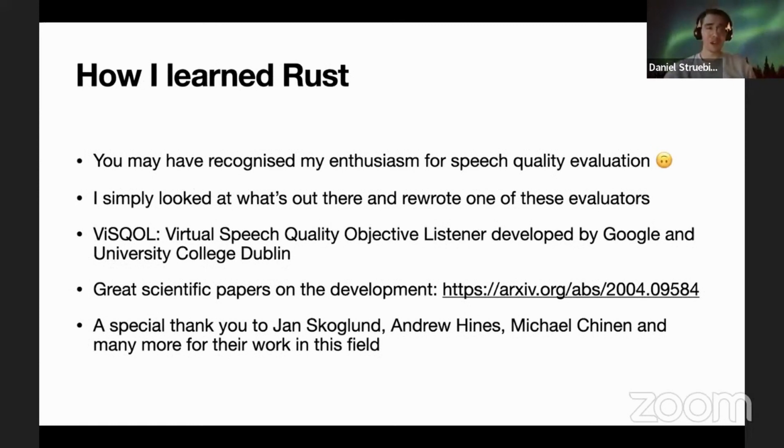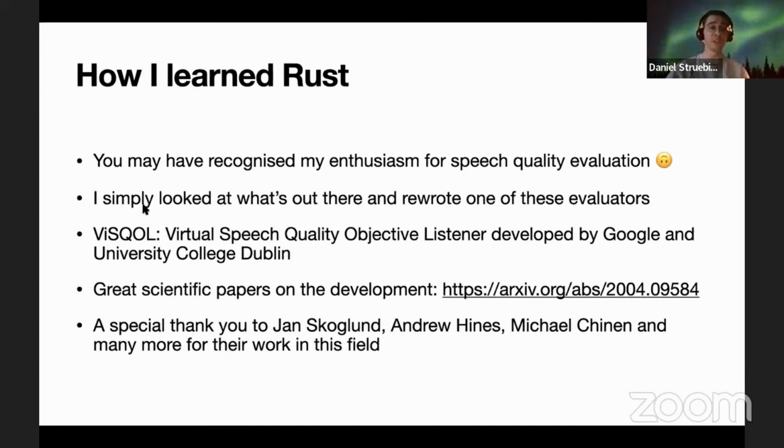So how can we marry these two things? And this is again sort of a personal journey here: how did I learn Rust? And so far, I think you may have recognized my enthusiasm for any type of speech quality evaluation. I tend to look at these things a lot, both within work but also outside of work. And what I decided to do, in order to tackle this task of learning Rust, is I simply looked at what's out there, and I rewrote one of these evaluators.